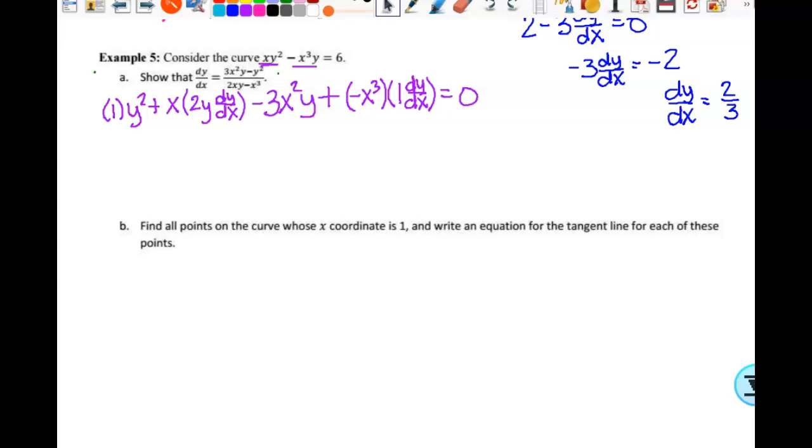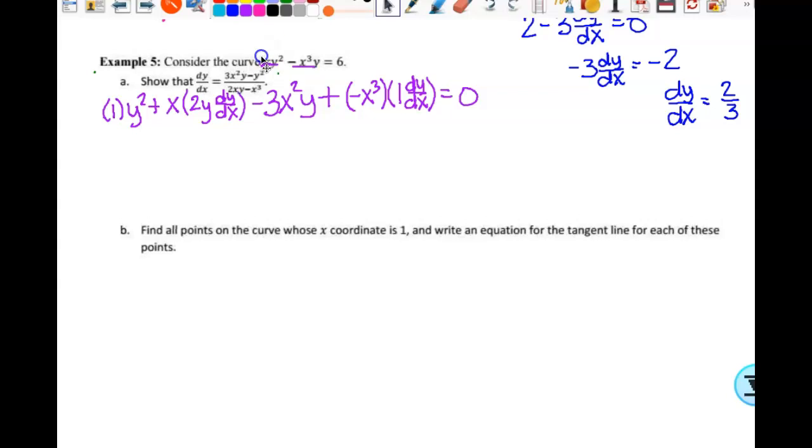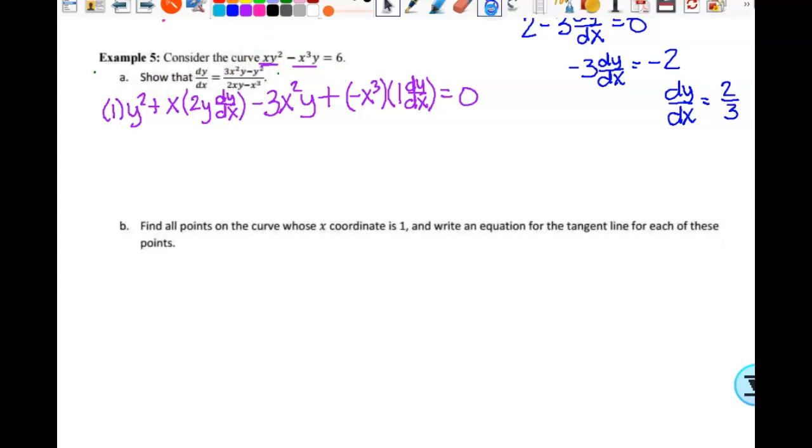So we're going to talk through what we did here, okay? Remember, we are trying to take the derivative of this part right here. Goodness gracious. We are trying to take the derivative of this right here, and when we do, in the end, it should look like that.